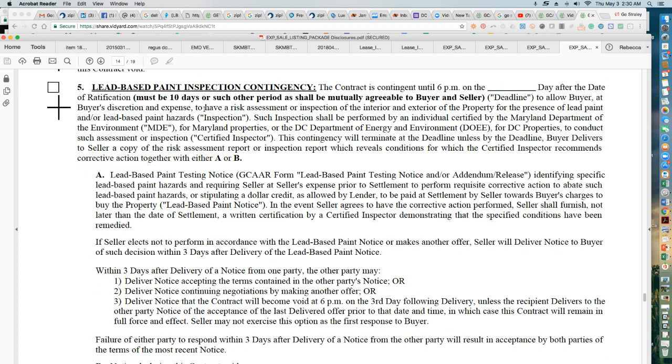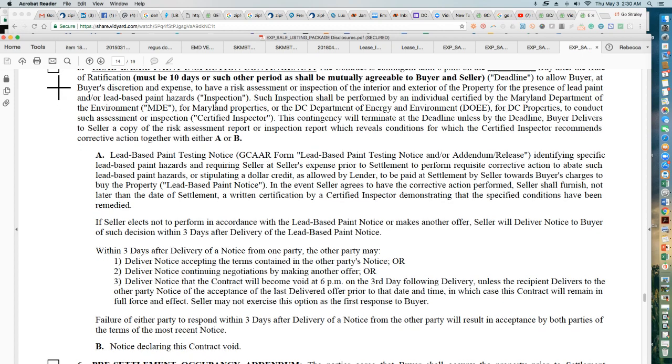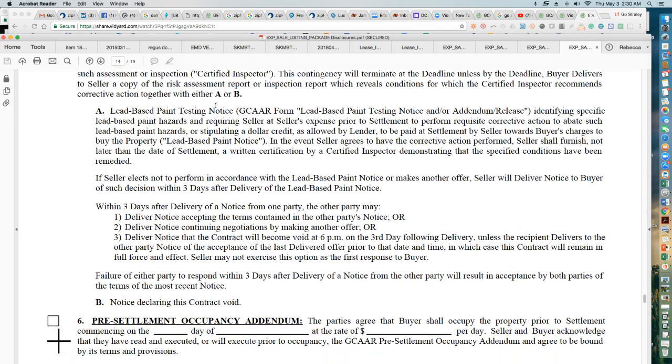The lead-based paint inspection contingency is so very important. Do not skip this. The contract is contingent until 6 p.m. on whatever date after the date of ratification, must be 10 days or such other period as shall be mutually agreed to the buyer and seller. So it would be nice to go with the 10 days as is common or customary in what we see in our laws.